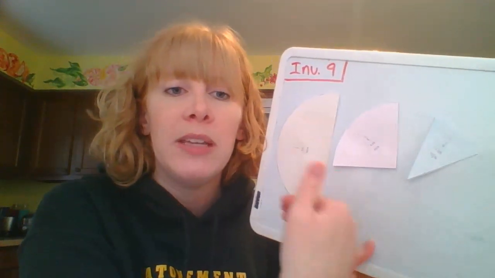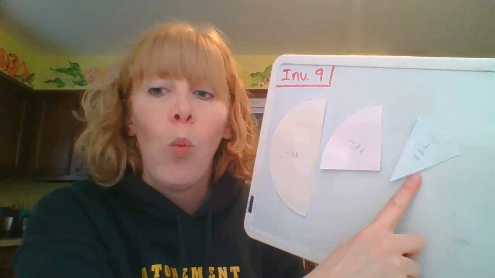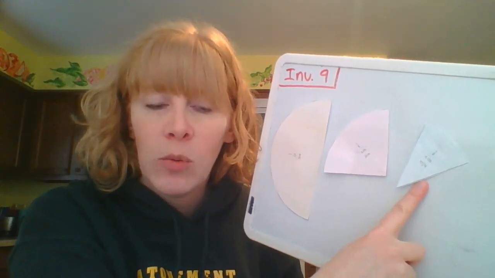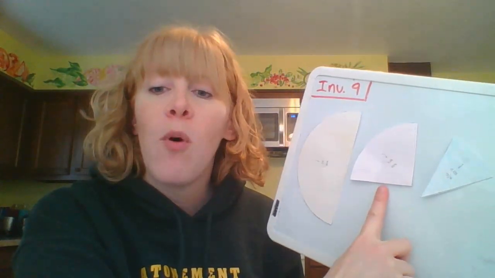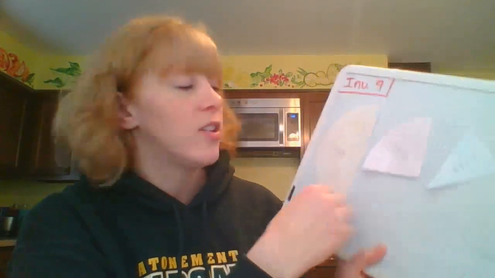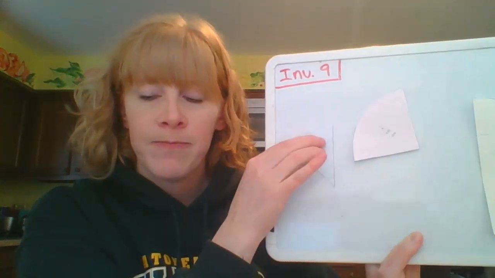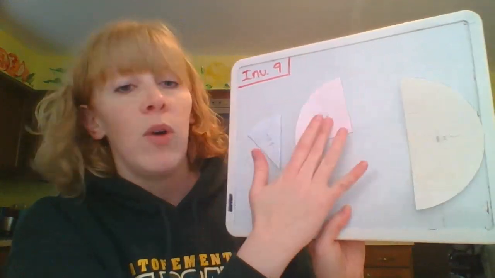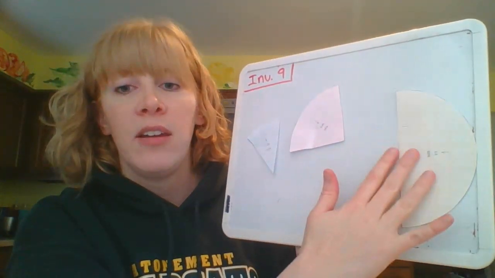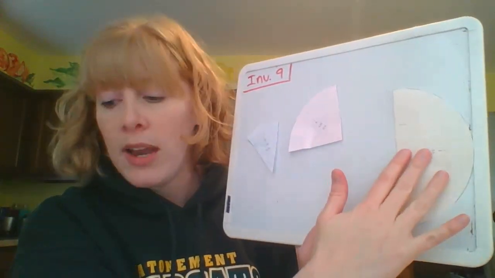So which one would be least means smallest? Which one of those is the smallest piece of pizza? 1/8. Which one's in the middle? 1/4. Which one's the largest? 1/2. So really these are actually in opposite order. Actually, it should fit. Switch those around. So 1/8 is going to be the smallest. Then 1/4, then 1/2.